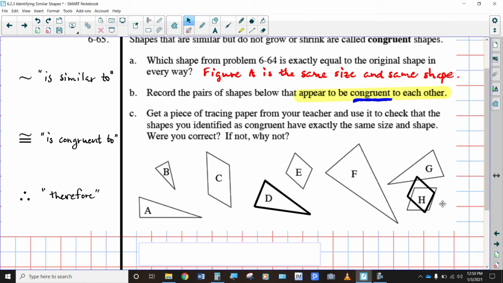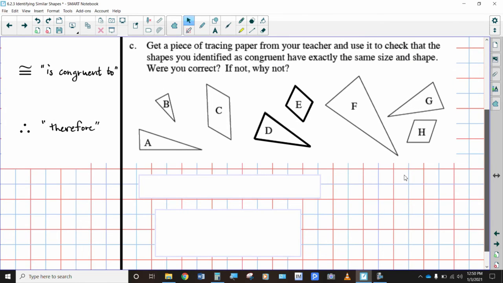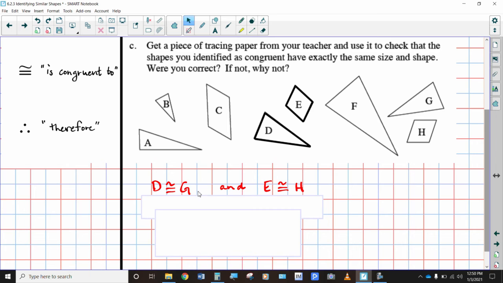So let's go ahead and see if we can rotate this guy around and see if we can get them perfectly matched up. Does that look like they're going to be perfectly matched? Yes, it does. So E and H appear to be congruent to each other. So I'll make those statements. We'll say that figure D is congruent to figure G because they're the same shape and the same size, as well as E and H are congruent to each other.